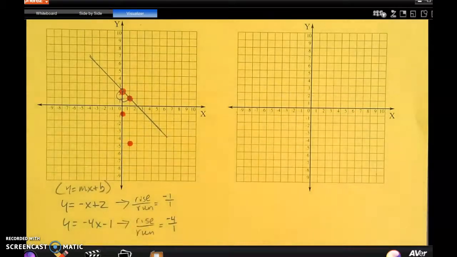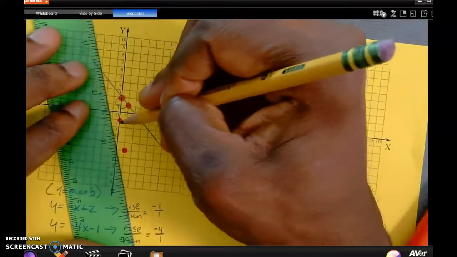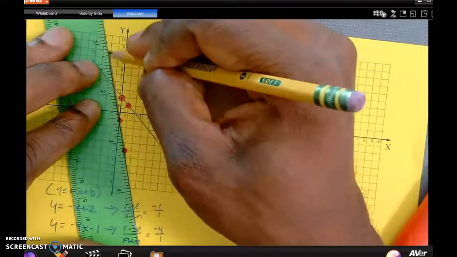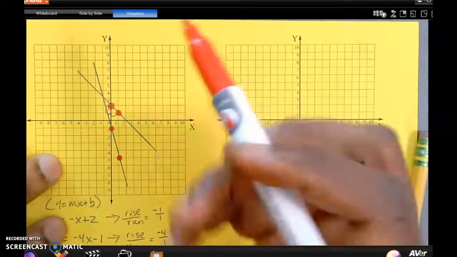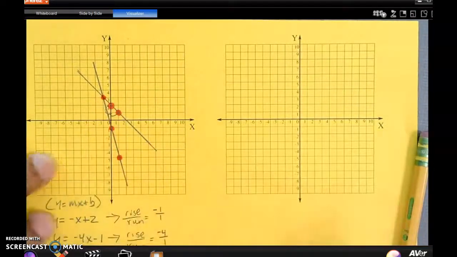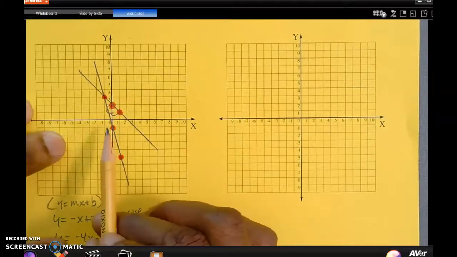So what I'm going to do is I'm now going to use these 2 points. And I'm going to try my best to line these up as best as I can. So what I'm doing is I'm looking for a point of intersection. Now my point of intersection is there. That point is negative 1, 3. So I am looking to see if my solution is negative 1, 3. So I've looked at it graphically.